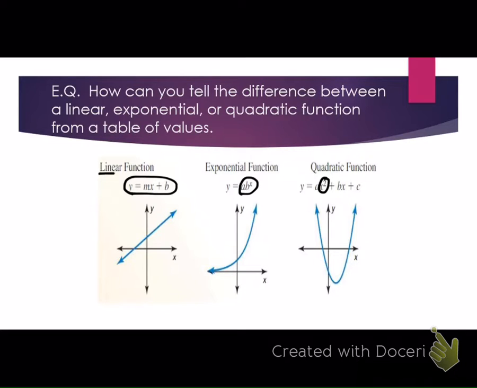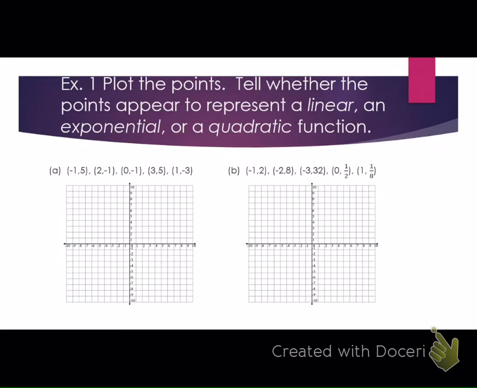Now, in example number 1, let's plot these points and tell whether the points appear to represent a linear, an exponential, or a quadratic function. Just as a quick review, when you're looking at an ordered pair, the first coordinate is your x coordinate, the second coordinate is your y coordinate. So we're always moving right or left and then up or down.